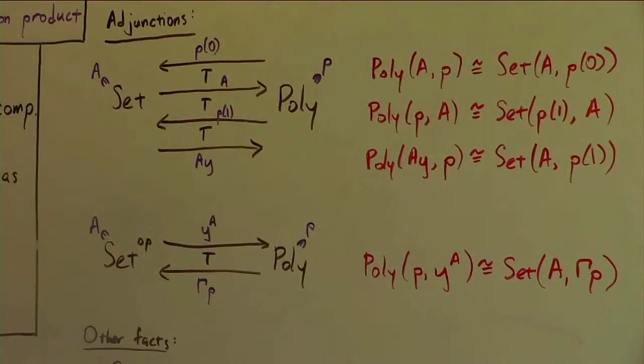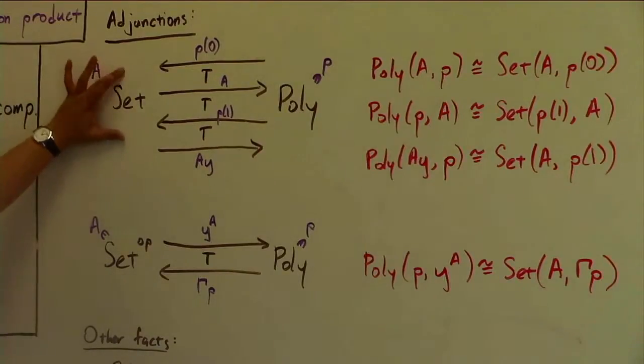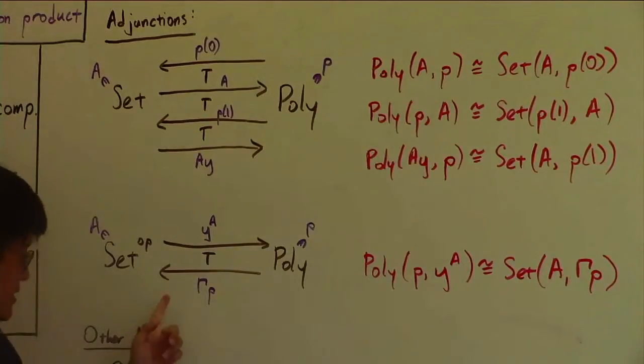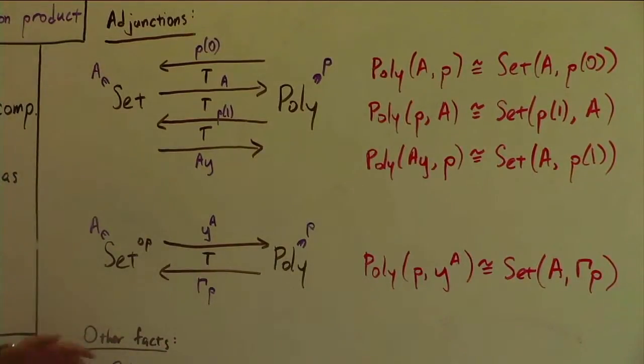And we actually have yet another copy of Set in Poly, except it's a contravariant inclusion from Set^op to Poly through the y to the A functor that takes each A to y^A. In fact, this is a right adjoint of the functor that we introduced last time, the situations functor, or enclosures functor, which sends each P to the set of poly maps from P to y.